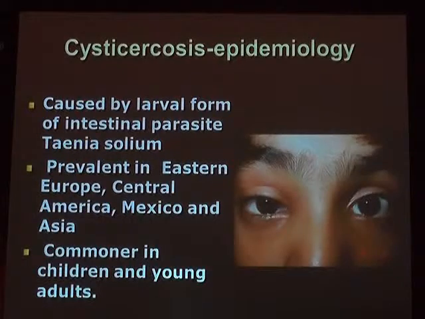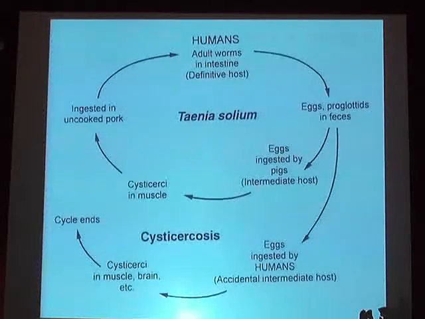Cysticercosis is caused by the larval form of Taenia solium. It is prevalent in several parts of the world. It is one of the common causes of proptosis in India. Humans are accidental intermediate hosts, the definitive host being human adults, and the intermediate hosts being pigs. But the cysticercus form is when you ingest the eggs from the feces, and these develop into cysticerci in the muscle and the brain.